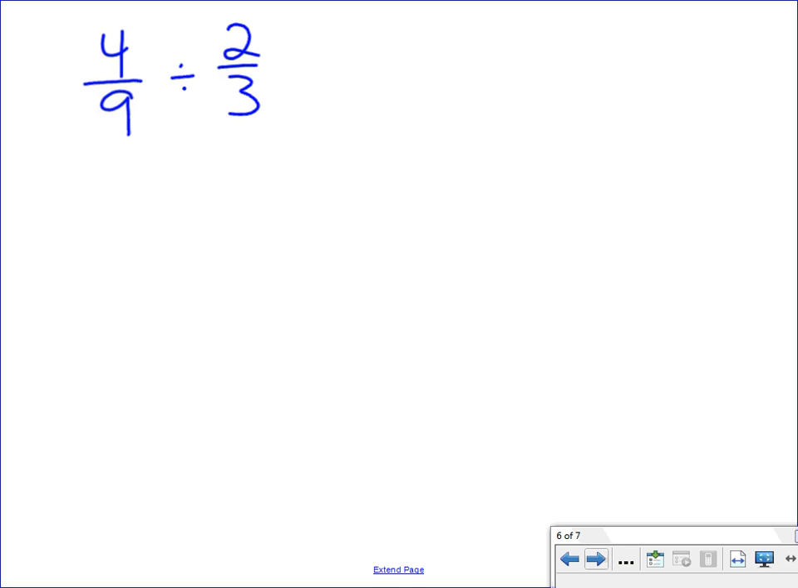All right, so let's follow the procedures again. First thing we're going to do, we're going to leave this fraction the same, change division to multiplication, and the last thing we're going to do is flip the second fraction. We're going to do the reciprocal. So 2/3 times a number is equal to 1 whole.